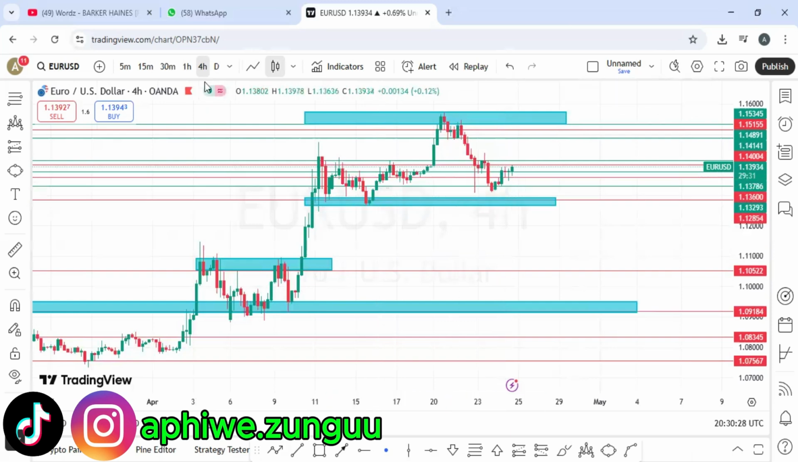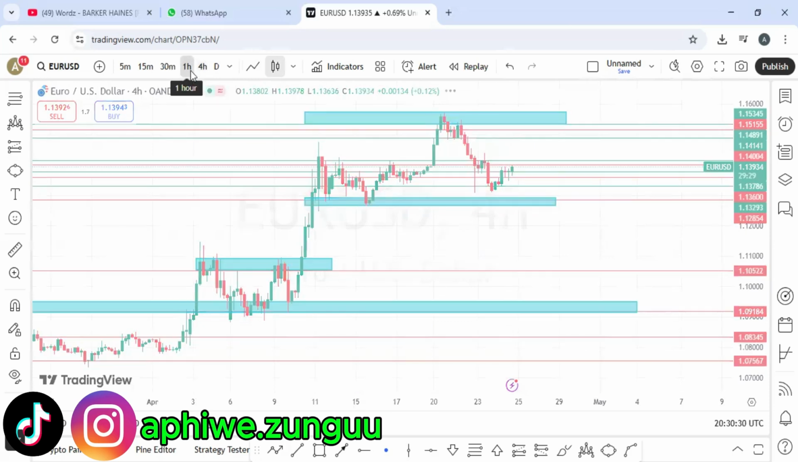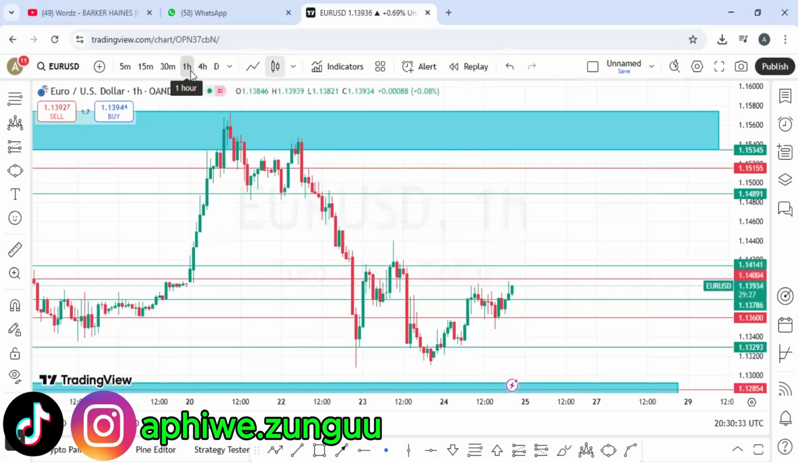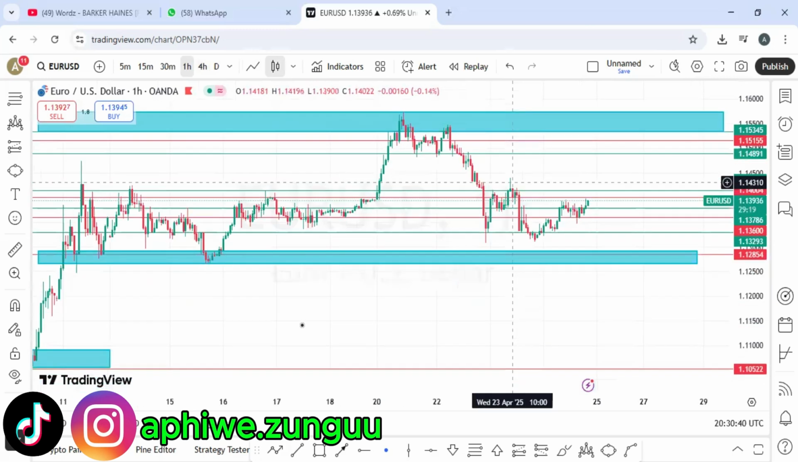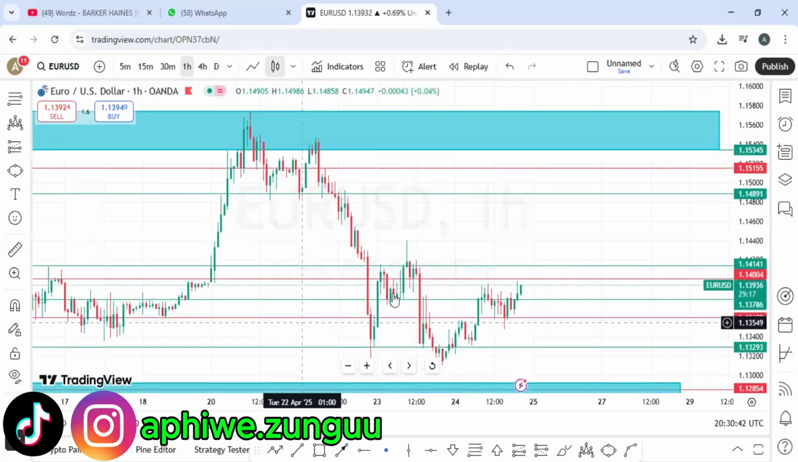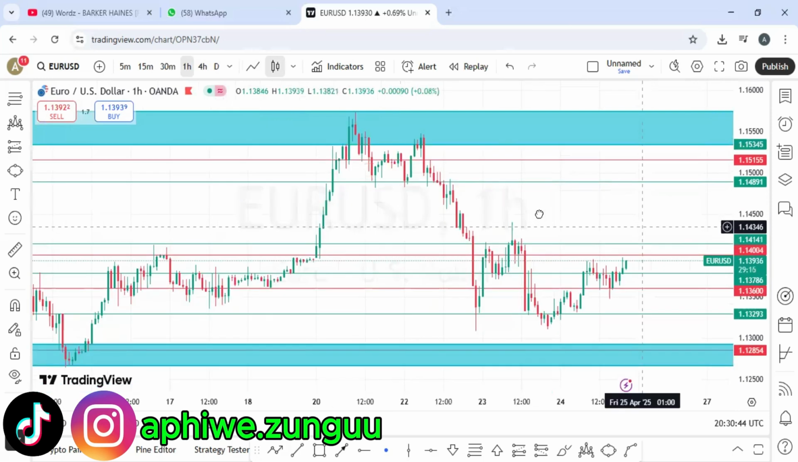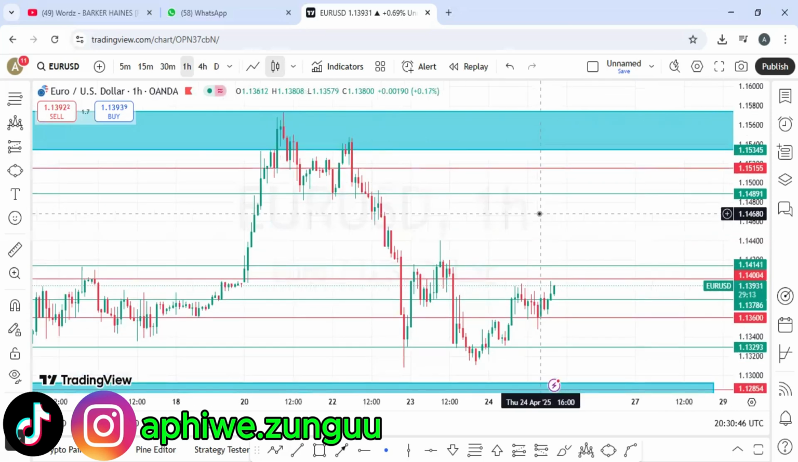So as you can see, in each time frame, we're just trying to get those buy signals. You know, we're trying to get those buy signals. We're trying to be confident in our trade, right? So now, this is the 1 hour time frame. Of course, the smaller the time frame, the larger or the bigger the movements.